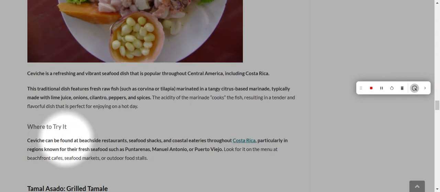Where to find it? Ceviche can be found at beachside restaurants, seafood shacks, and coastal eateries throughout Costa Rica, particularly in regions known for their fresh seafood such as Puntarenas, Manuel Antonio, or Puerto Viejo. Look for it on the menu at beachfront cafes, seafood markets, or outdoor food stalls.